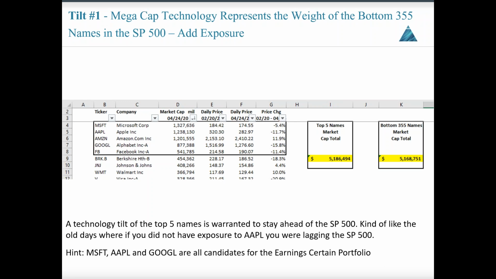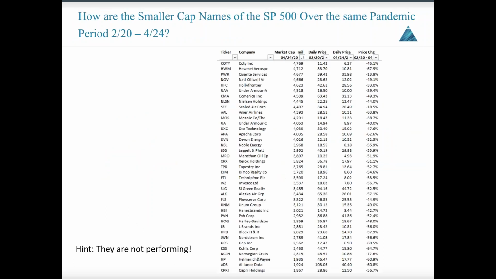And also keep in mind that Microsoft, Apple, and Google, the A-class shares, are all candidates for me to add into the Earnings Certain portfolio. And I'll show you what the price and earnings trend over the past 25 years for the market cap weighted composite looks like out of ZRS here in just a few minutes. So that's tilt number one.